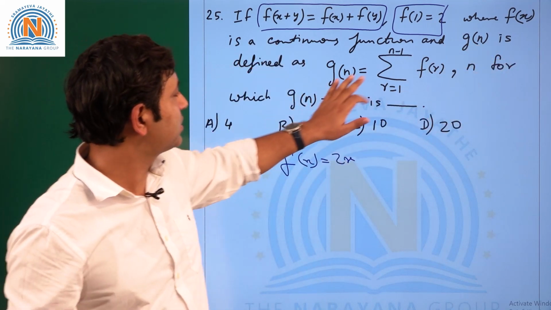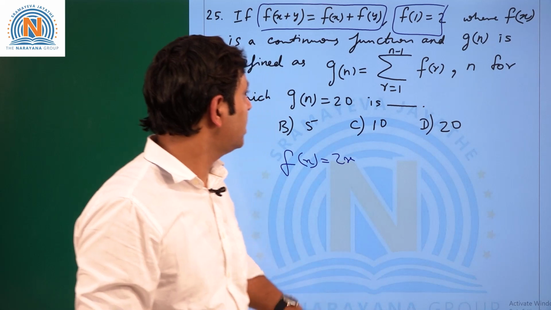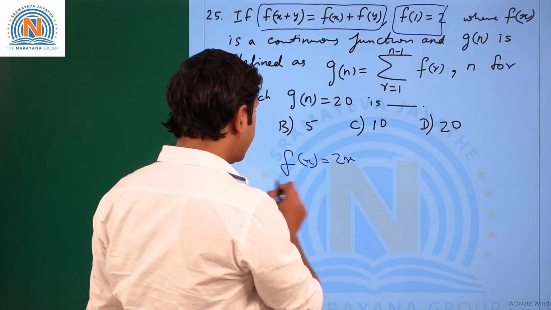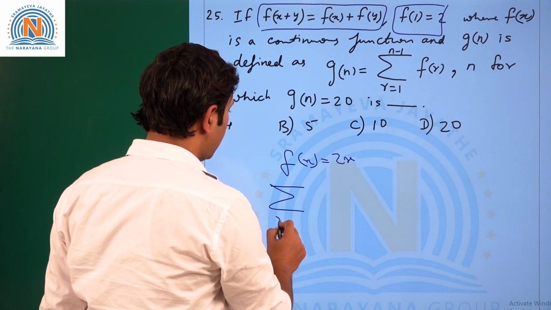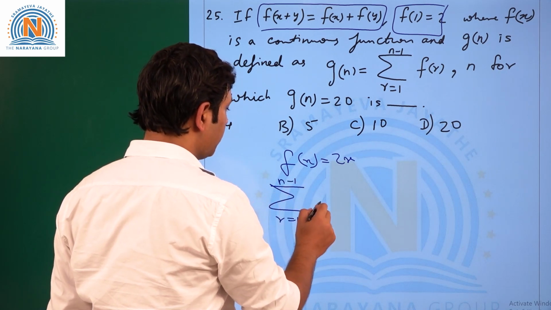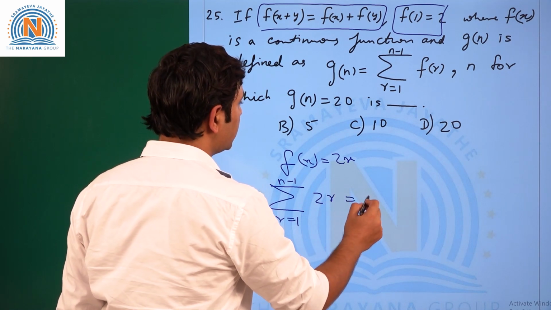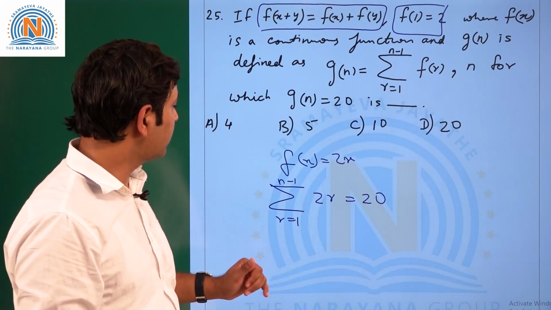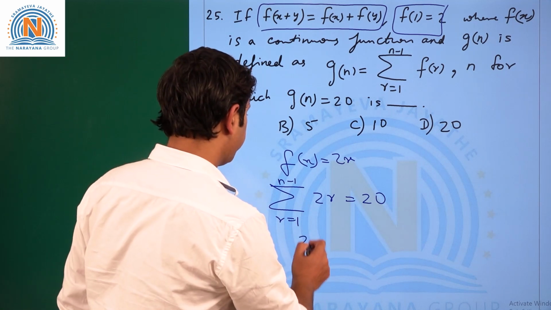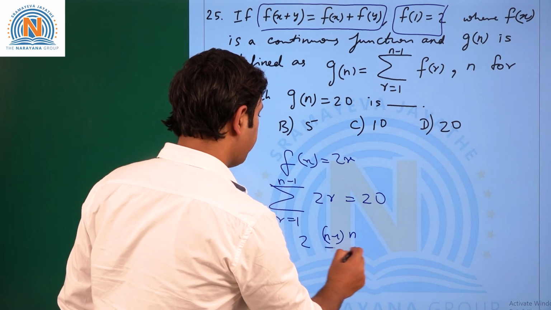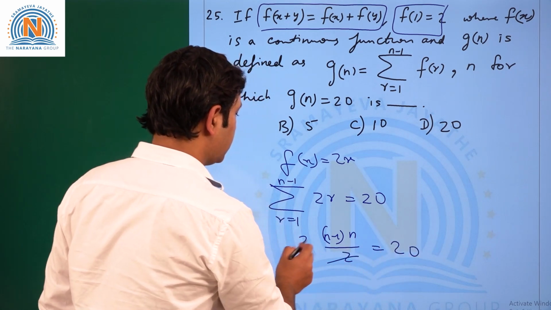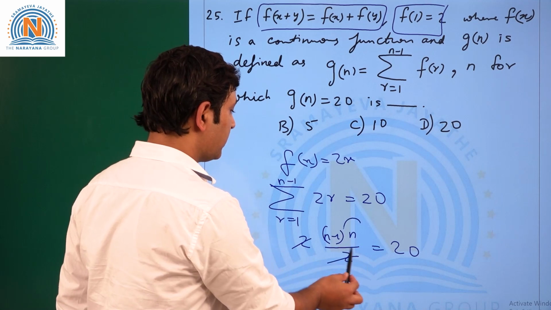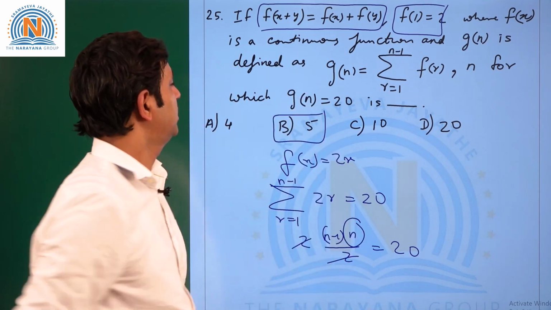g(n) is defined as this summation. This summation will be the summation of r is equal to 1 to n minus 1 of f(r), and that is given to be 20. We have to find n such that the summation for r equal to 1 to n minus 1 of f(r) is equal to 20, because f(r) is 2r. Finding n, what we will do? This summation is twice of (n minus 1)n by 2, which is equal to 20. We can clearly see that n minus 1 is 5, and the value of n is 5. We have that as an option, and we are done.